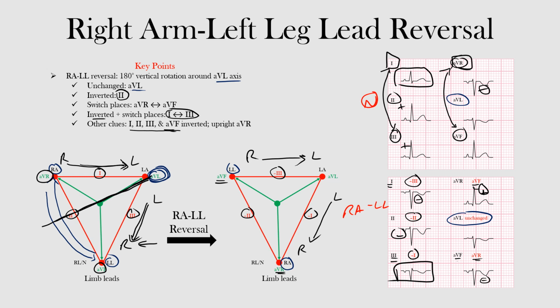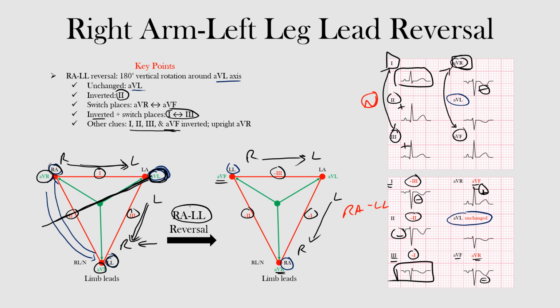So let's briefly review what we discussed before we end here. So this is the right arm, left leg reversal, okay? So right arm to left leg, and this is our AVL, or rotating it around AVL. This is our right arm and left leg, so they're switching places, and in that case we're going to see AVL will remain unchanged because it's our focal point. We're rotating it around. We'll see inversion of lead 2. AVR and AVF will switch places, and then leads 1 and 3, remember that direction, are going to switch, so they're going to become inverted, and they'll also switch places.